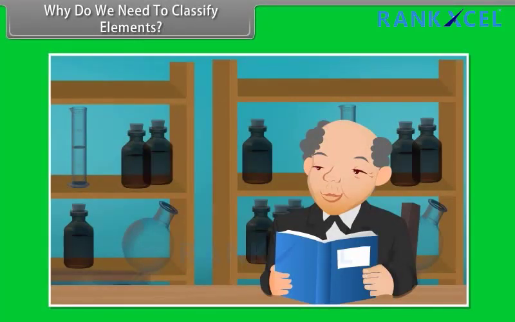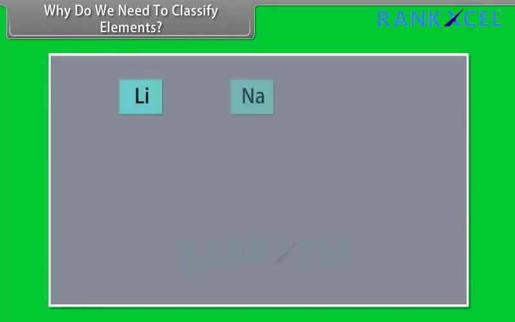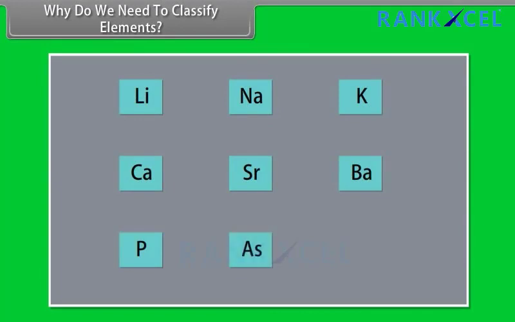Why do we need to classify elements? Before the beginning of the 18th century, few elements were known. As time passed, a large number of elements became known, and today we know 114 elements, and now it becomes quite essential to classify them.